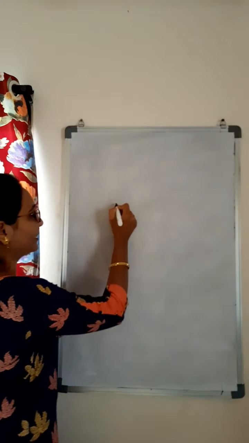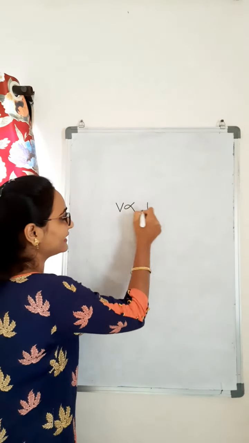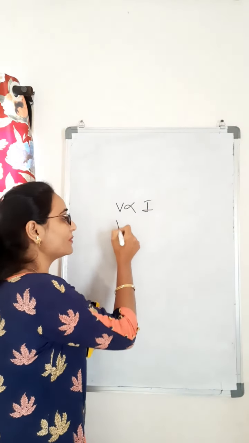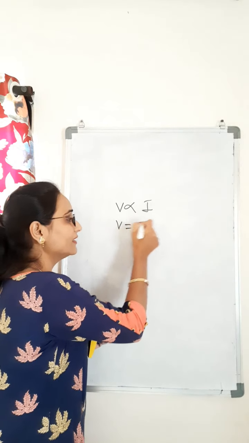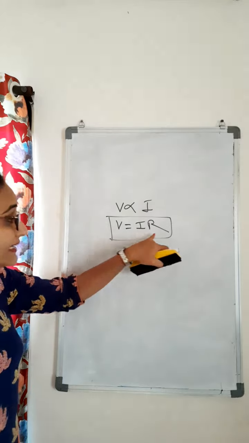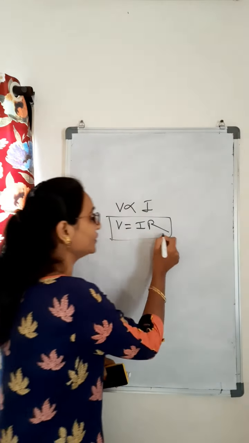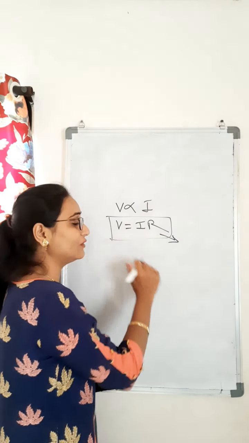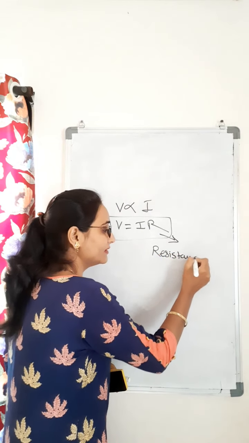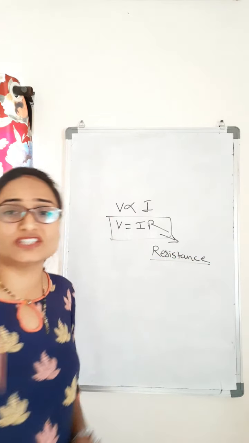So this we saw, the relation we got from Ohm's law is V is directly proportional to I, right? From that, when we remove the proportionality sign, we got V equals IR. This relation we got, and here the R is the proportionality constant, which we call resistance. This we discussed in our last session.